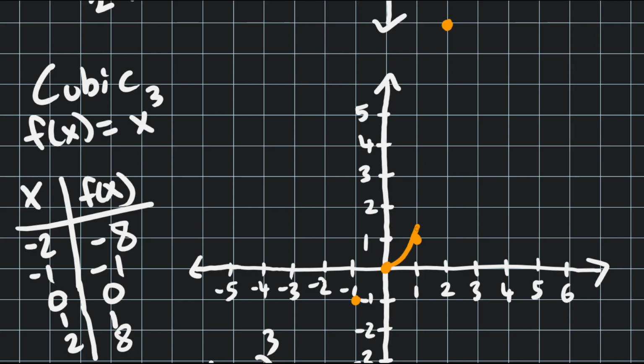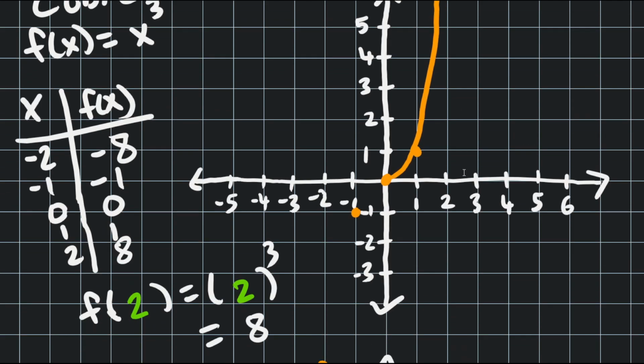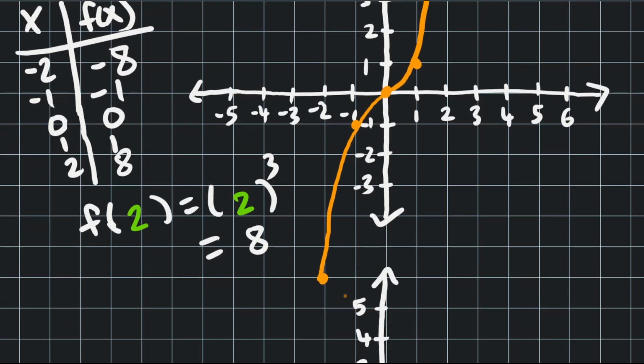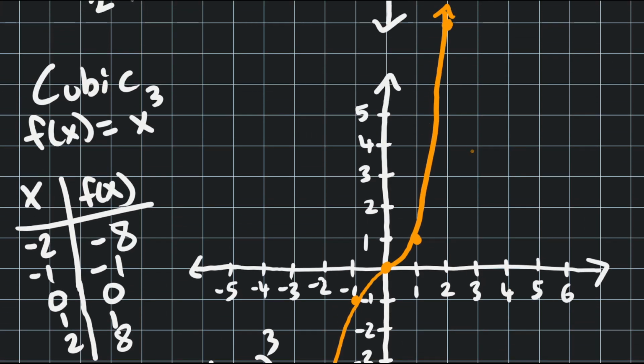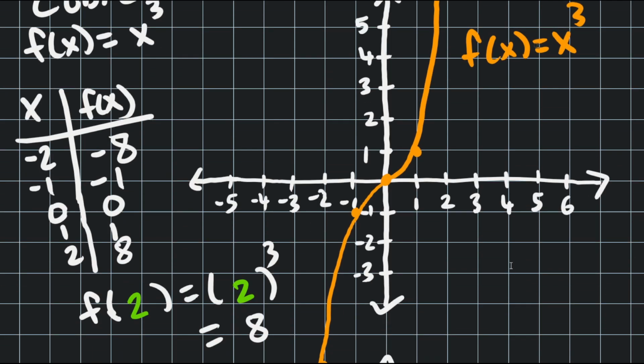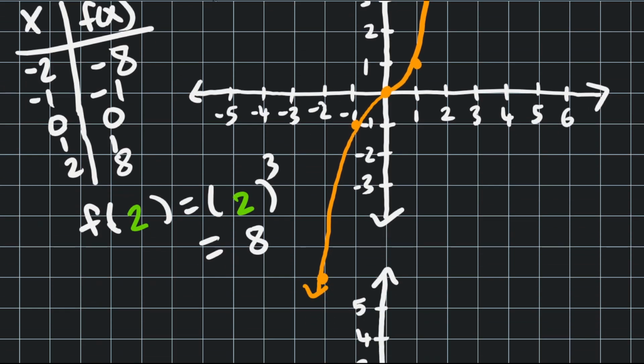So then let's connect this. It goes up in this direction, and it goes down in this direction. So this is a cubic function, and it takes the form f of x equals x cubed. That's how it's drawn, and that's what it looks like. Perfect. So let's move on to the next type of function.